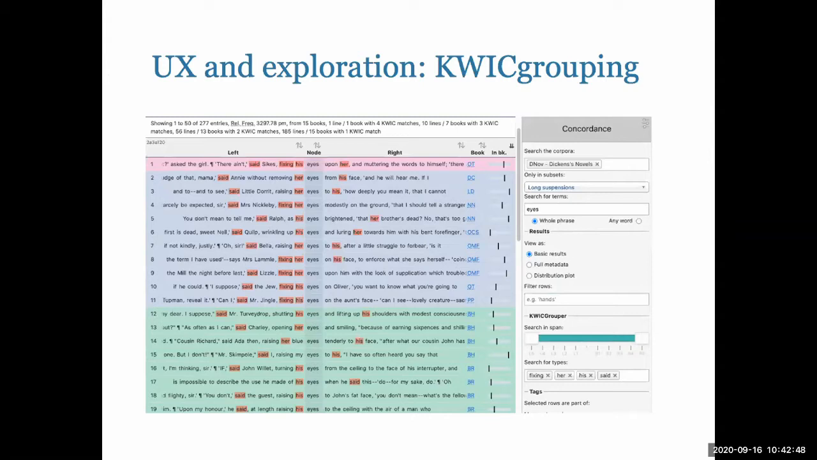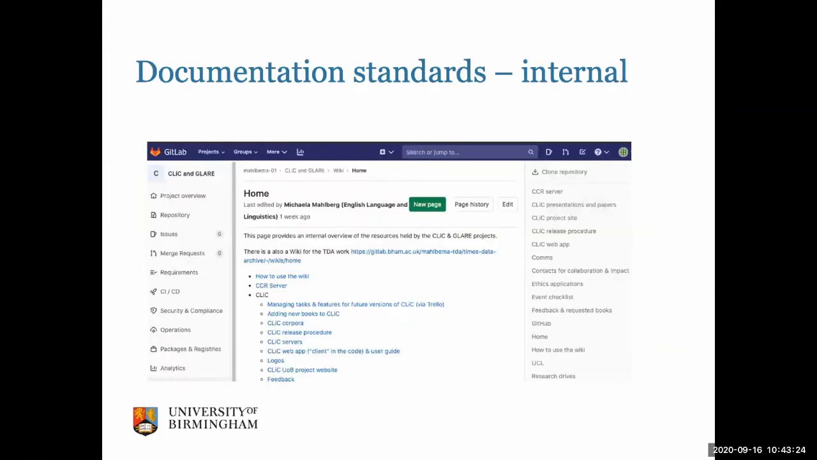So we introduced the quick grouping function. So that allows us to sort concordances, and not just by formal patterns alphabetically on the left and on the right, but users can, and you can see this here in the search for types box, users can put in words here like fixing, her, his, said, to see how, in this case, a concordance of eyes can be organized according to the pattern. So whether a lot of people fixing their eyes on other people. And this way you can support the reading of the concordance.